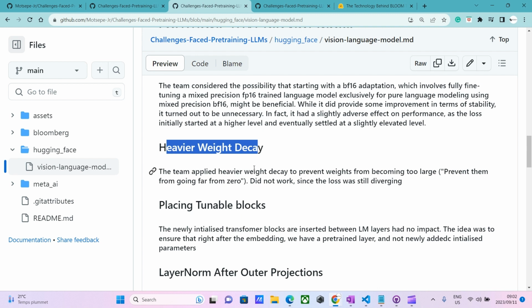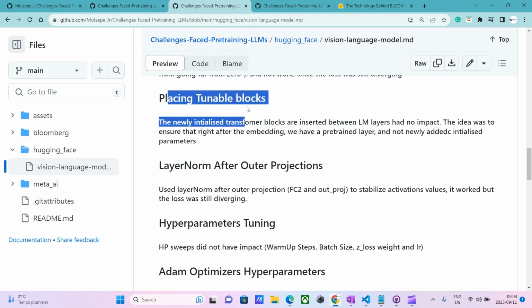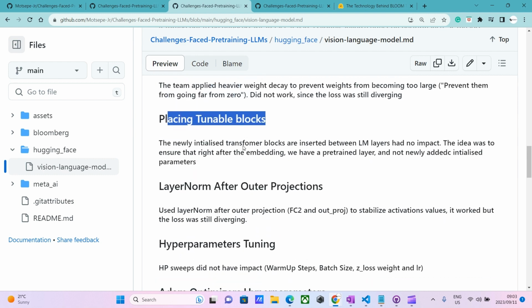So the idea with weight decay was that probably we should prevent the weights from going far from zero, so that's why they used a heavier weight decay, but it still did not work. They still faced the diverging problem. The second idea was to say maybe the placement of these newly initialized parameters was incorrect. How about we place them between the language model layers? But this also did not actually help, I meant to say.